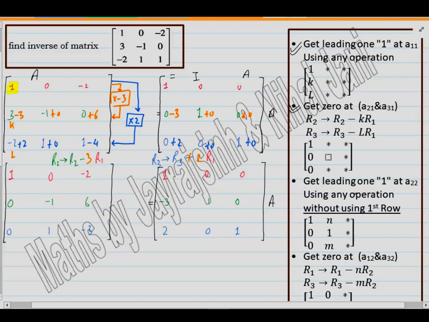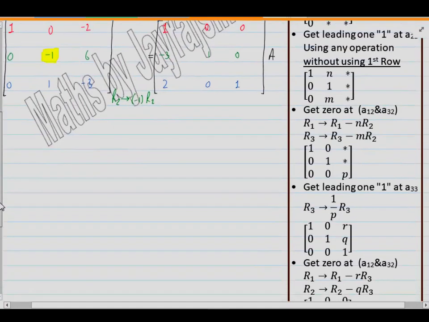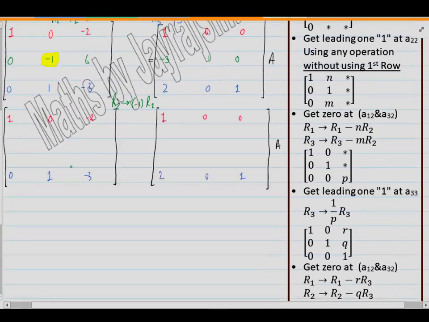Now we need to get leading one at A22 point, and that can be achieved by multiplying minus 1 to the second row. So our operation must be R2 gives minus 1 R2, right? And our first and third row will be as it is in this process. So here they are as it is, and second row will be 0, 1, minus 6, minus 3, 1, plus 3, minus 1 and 0, right?